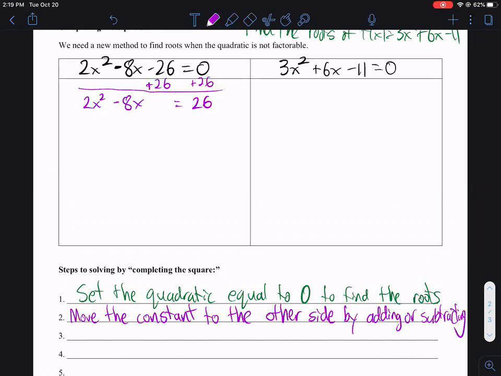Okay, so now let me ask you guys to try doing that same process for the problem on the right. Okay, so again, the numbers are different, but do the same goal, which is get the constant to the other side.